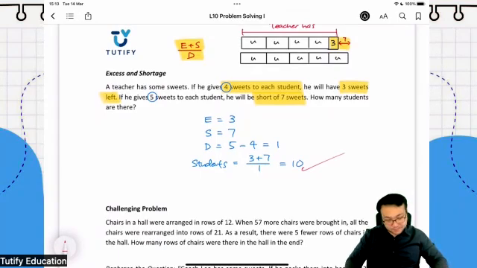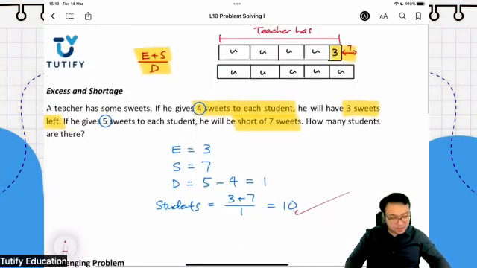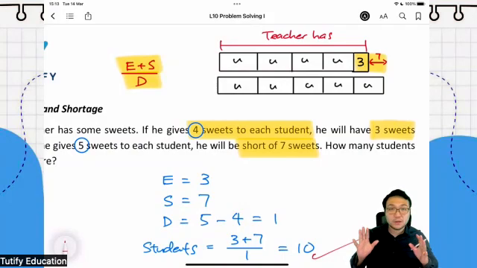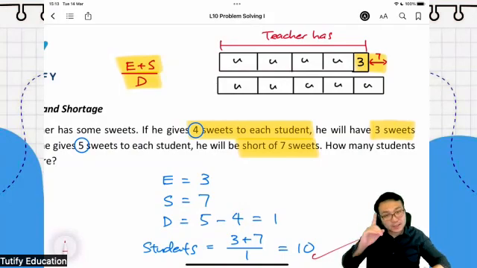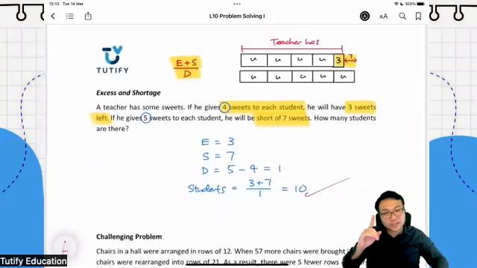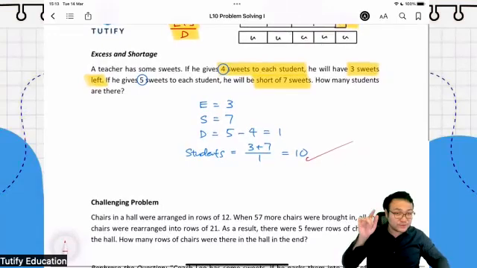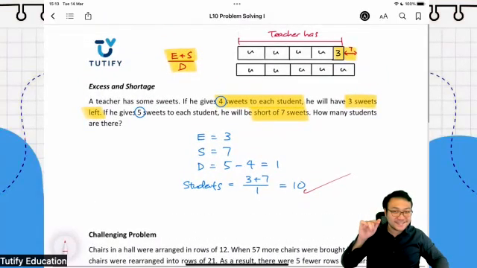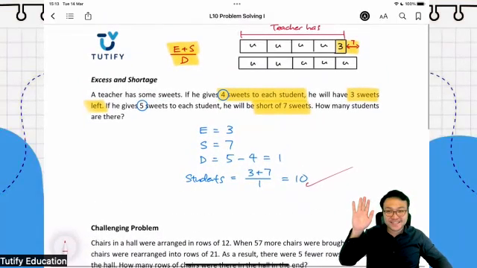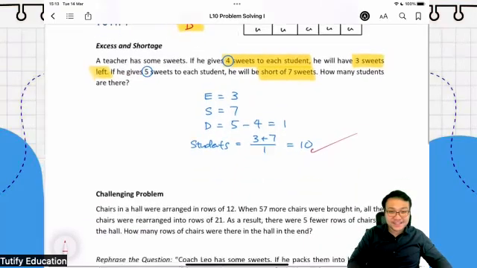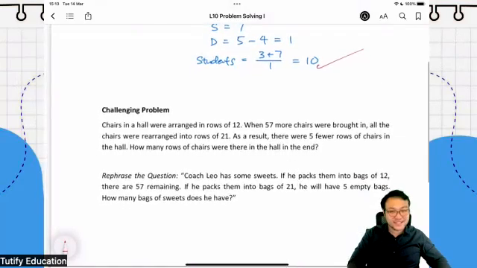So students, this is how excess and shortage look like in terms of drawing models. You can either draw a model or you can use excess plus shortage divide by difference. Understand? Anybody have any questions about this before I do the challenging problem? You need to know this before you can do the challenging one. Anyone have any questions? Okay, let's do the challenging problem.